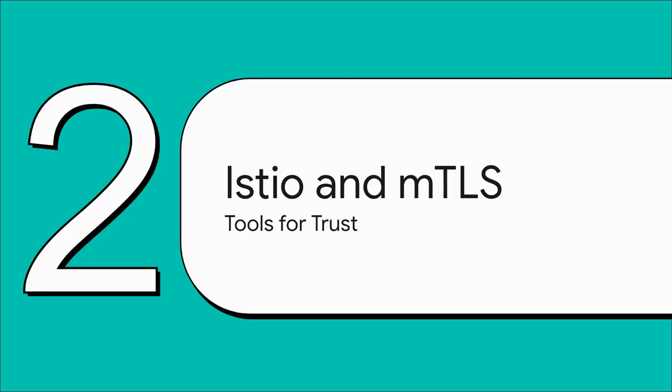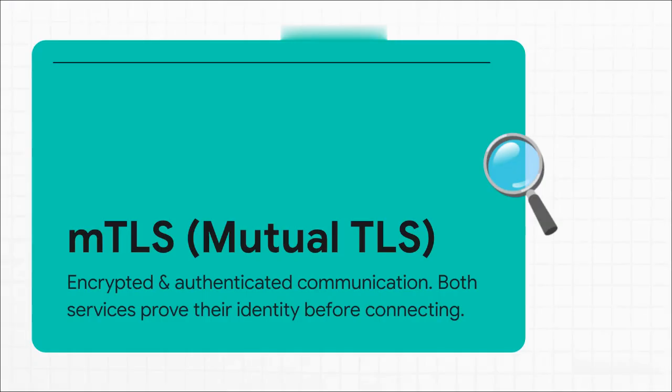Let's talk about the tools we're going to use to build that trust between our services, Istio and mTLS. First, let's talk mTLS. That's mutual TLS. Now, you probably know TLS, right? It's the little lock icon in your browser. It proves the website is who it says it is. Well, mTLS takes that a step further. It's mutual. It's not just the server proving its identity. The client has to prove its identity to the server, too.